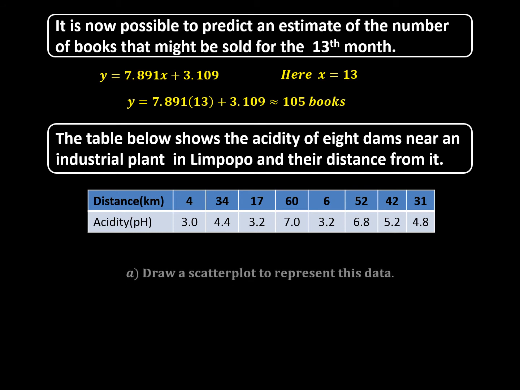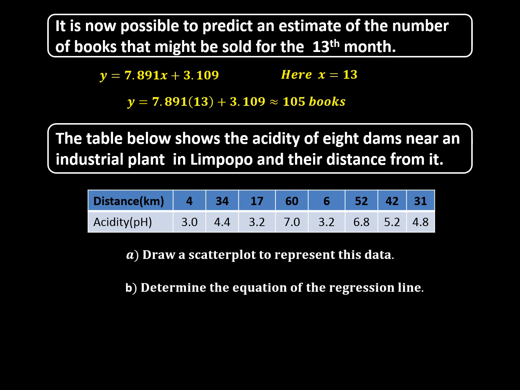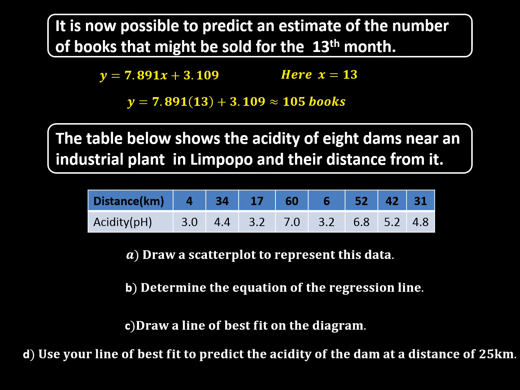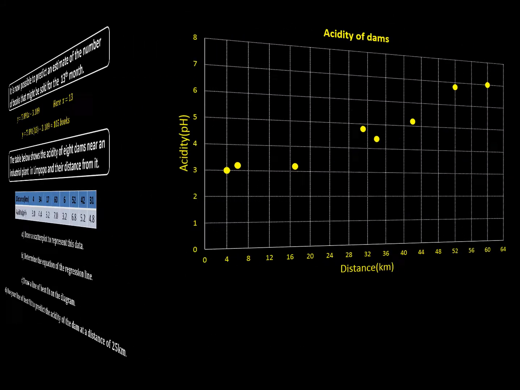Draw a scatter plot. Determine the equation of the regression line. Draw a line of best fit. Lastly, use your line of best fit to predict the acidity of the dam at a distance of 25 kilometers. A full question of grade 12.